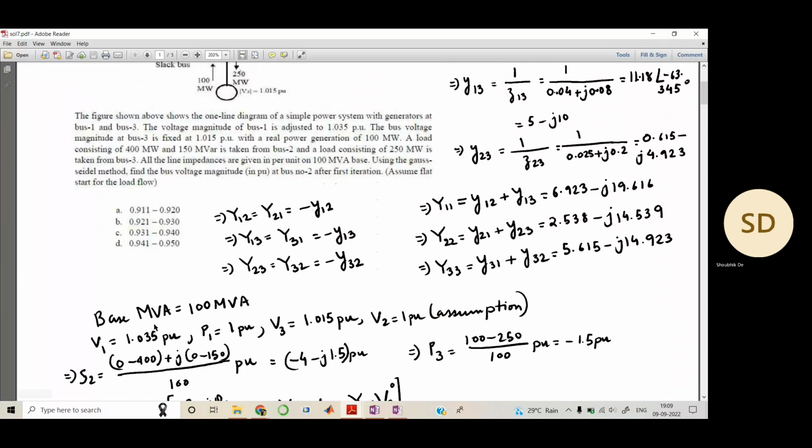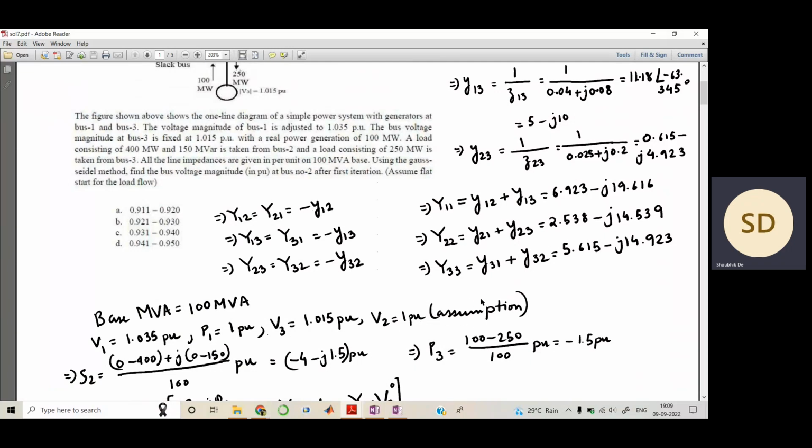Now this is a very important thing. All of this information I have given. The base MVA is 100 MVA. V1, the magnitude, is 1.035 per unit. P1 is 1 per unit. V3 is 1.015 per unit, and V2 is 1 per unit. We do not need V3 right now.